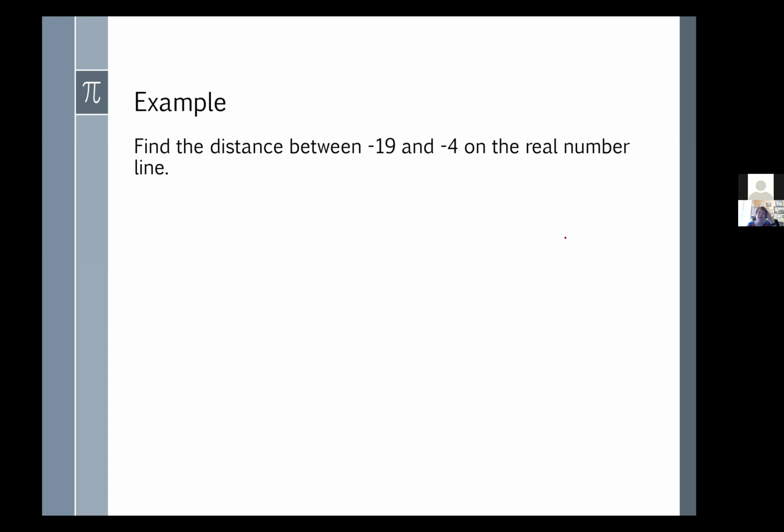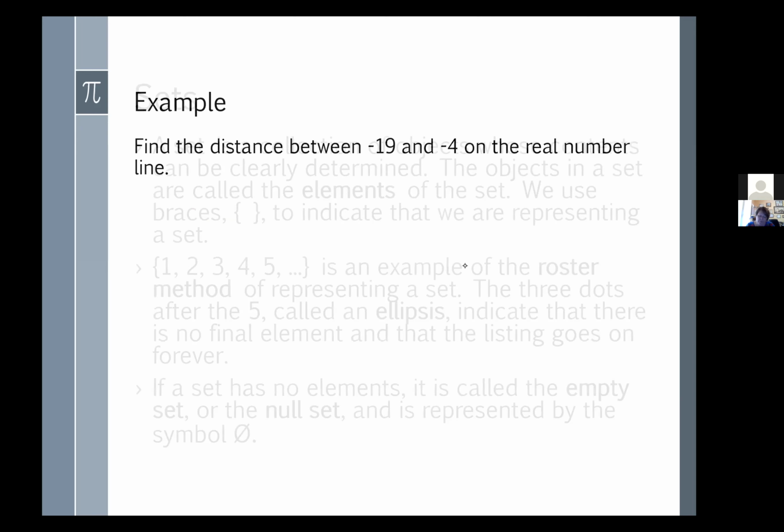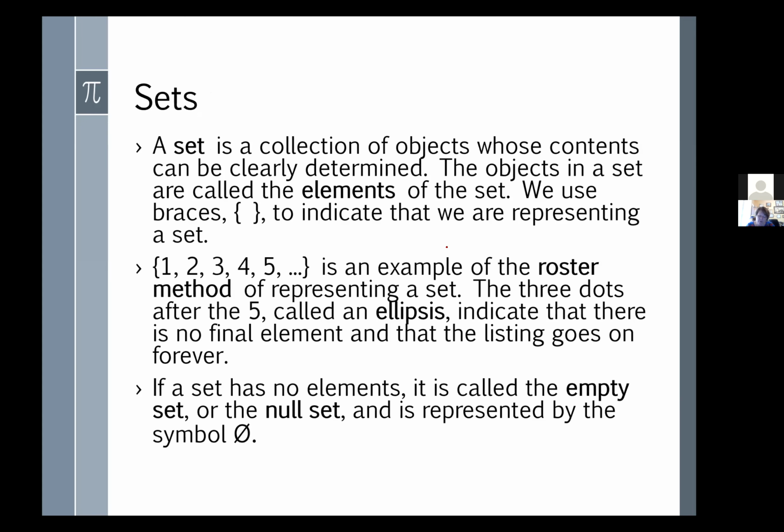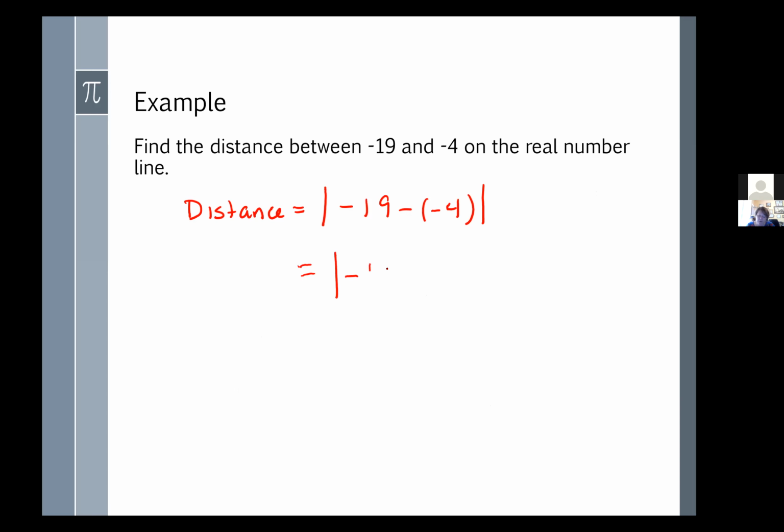So what's the distance between -19 and -4 on the number line? Well, the distance is the absolute value of the difference of those two numbers. So I just take the two numbers and I subtract them. So -19 minus -4. Sorry, PowerPoint's not cooperating. Which is -19 plus 4, because minus a minus gives me plus. Negative 19 plus 4 is negative 15. The absolute value of negative 15 is 15.